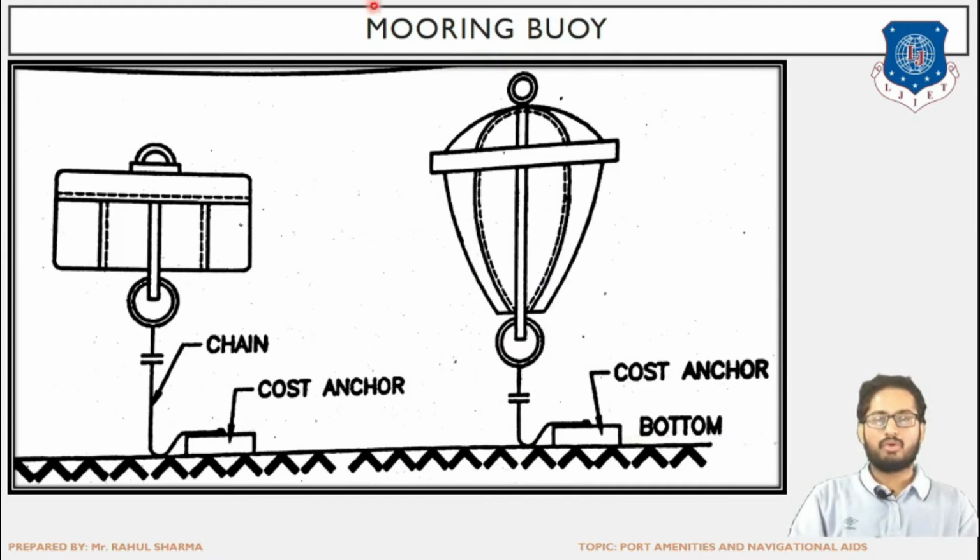Mooring buoy. Now mooring buoys are basically used for providing anchorage facility or for tying up of the ship. So here again, this is the bottom, that is the seabed. Coast anchor, that is the CC block, which is the point where one end of the chain will be tied up, another end will be tied up with the buoy itself, and the purpose is to make sure that the buoy remains stable in the water body. So this is the chain facility, and these two are the mooring buoys.